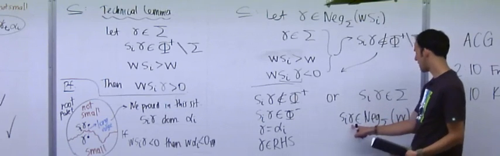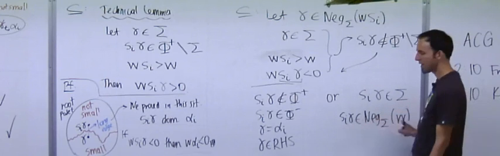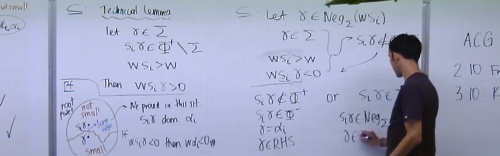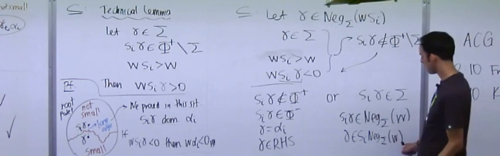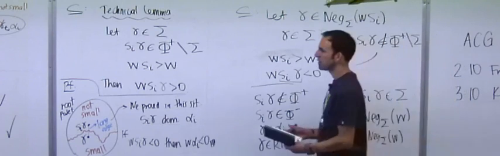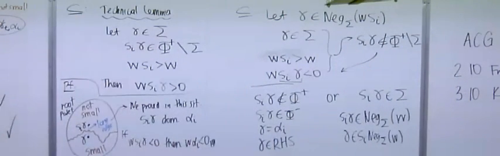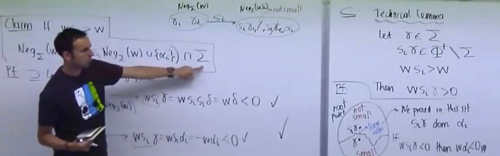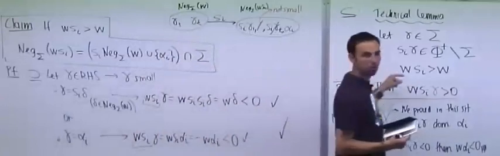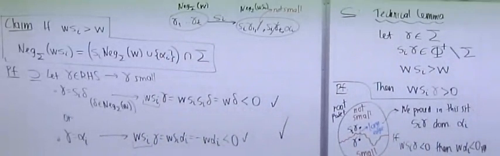Now, if ψ(γ) is of this form, then I can basically multiply by ψ on both sides and get that γ is in ψ times negative. So γ is in this set right here. And that will mean that γ is in the right-hand side if I can prove that γ is small. But why is γ small? By assumption. γ is small, so γ is in the right-hand side.